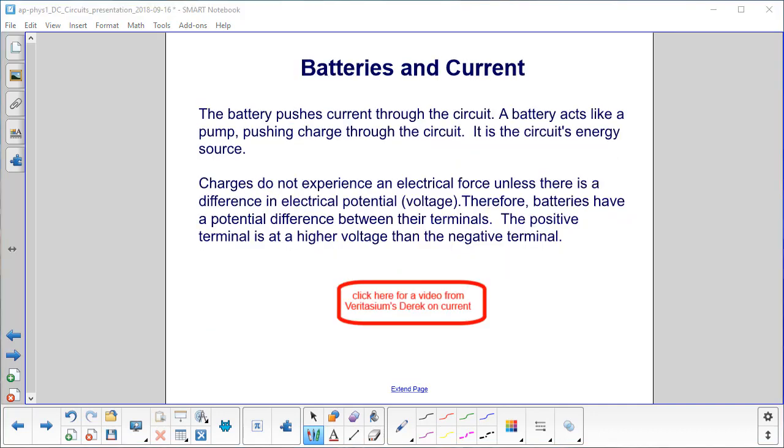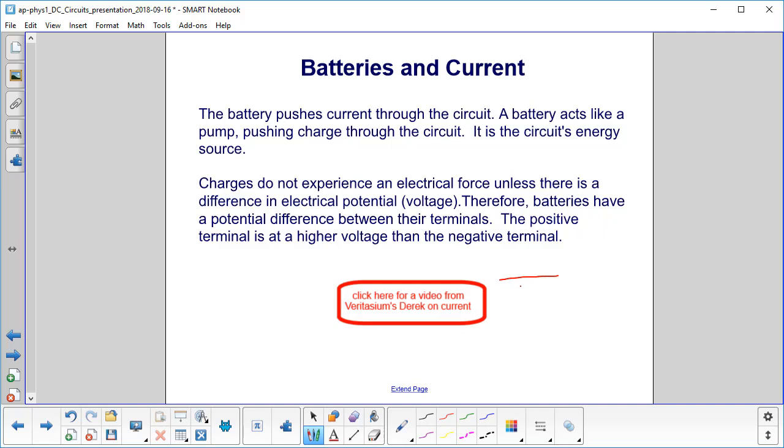The battery then pushes current through the circuit. A battery acts like a pump in the water analogy, pushing charges through the circuit. It is the circuit's energy source. And again, that energy is coming from the chemical reactions in the battery. Charges do not experience an electrical force unless there is a difference in electric potential or voltage. Therefore, the batteries have a potential difference between their terminals. The positive terminal will have a higher voltage than the negative.